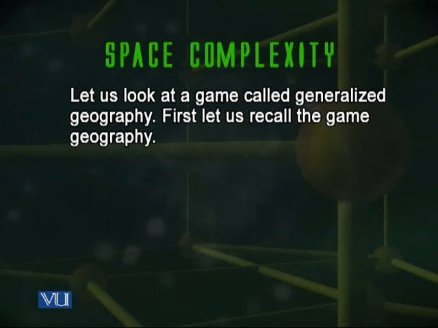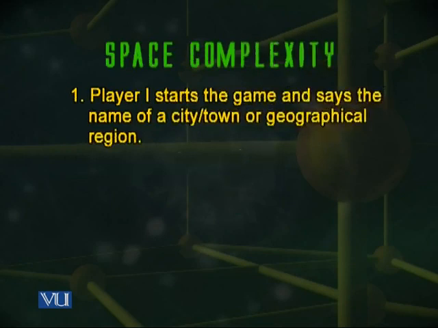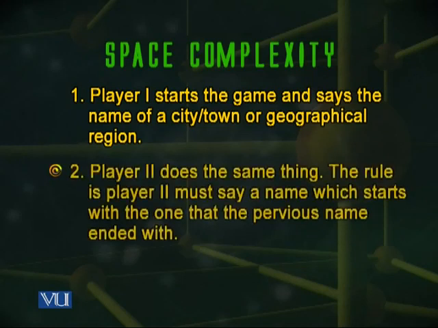But let's first recall what the game Geography is. There are two players in the game, or two teams. Player one starts the game and says the name of a city, town, or a geographical location. After that, player two has to say the name of a city, town, or a geographical location. However, the rule is that player two must say a name which starts with the letter on which the previous name ended. So the second player cannot just say any name. If the first player said Karachi, then the second player can say Islamabad, but cannot say Lahore. So that's the game.